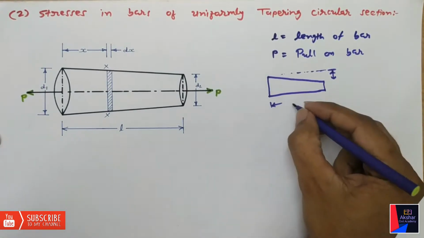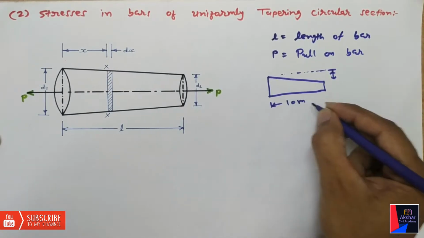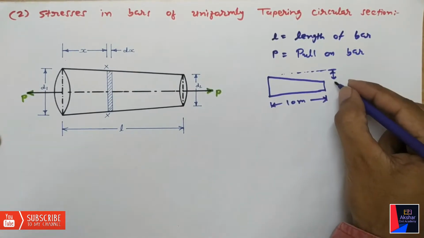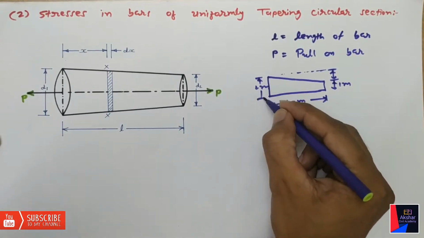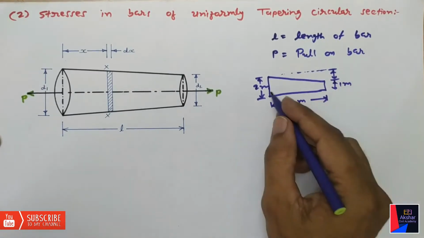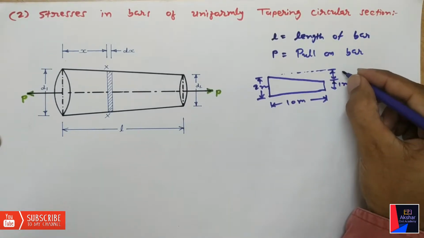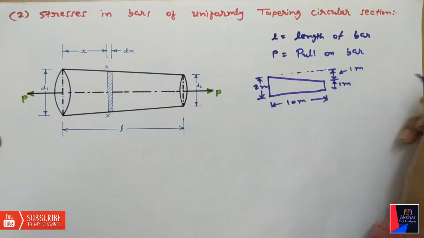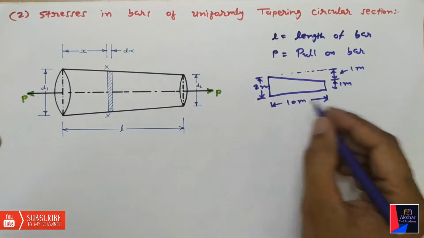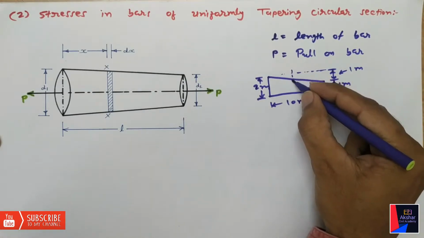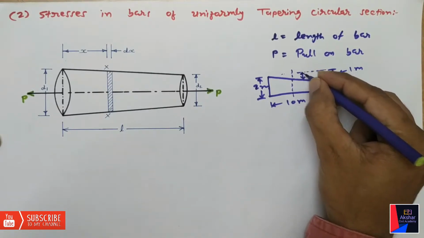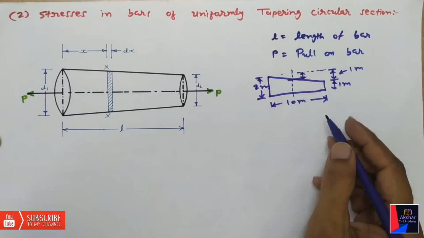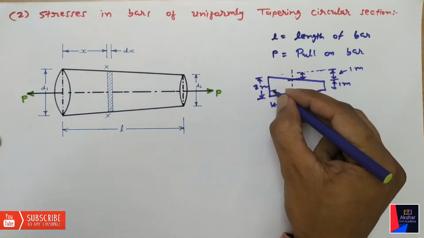For example, this is the given length, which is 10 meter. Just for understanding, if this is 1 meter and this is 2 meter, then how will we find the difference? 2 minus 1 is the difference, so here the difference will be 1 meter. In the same way, if we take a section here and we want to find this difference, then how can we find it? We will need this distance.